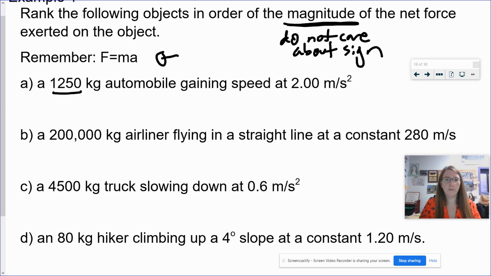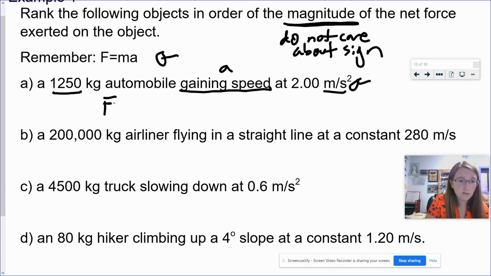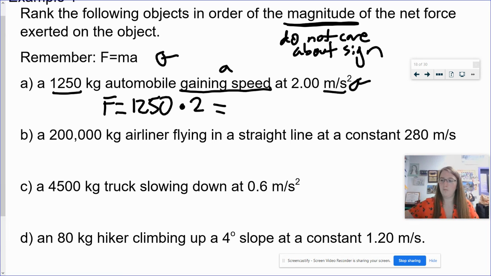1,250 kilogram automobile gaining speed. That means we have an acceleration, and look, those are the units of acceleration. If I am gaining speed, there is an acceleration. So what's the force acting on this object? Force equals my mass, 1250, times my acceleration, 2. So let's see what we get here. I should be able to do this, 2,500. So the magnitude of the force is 2,500.